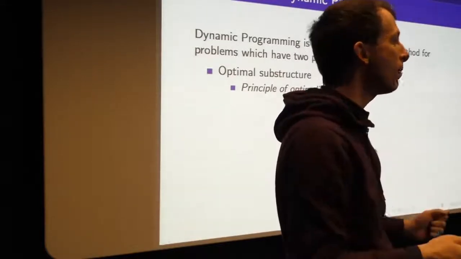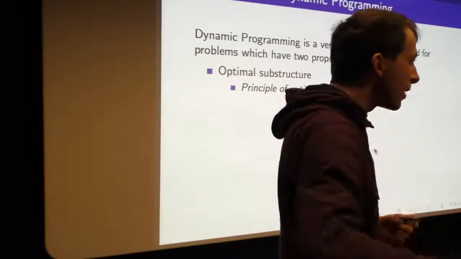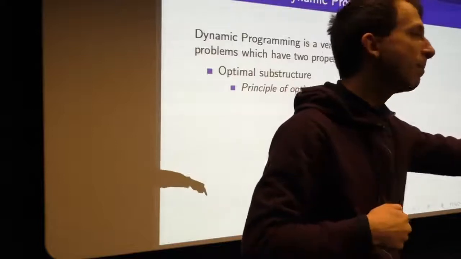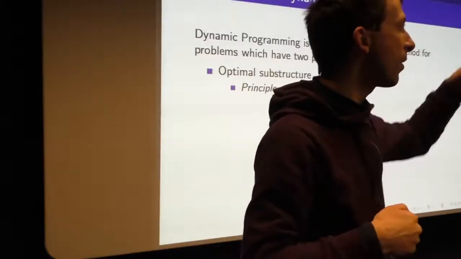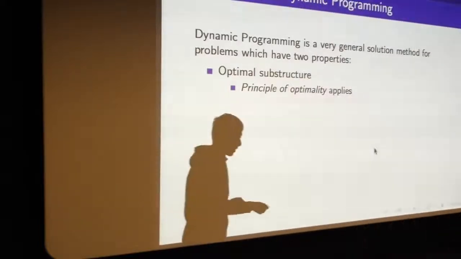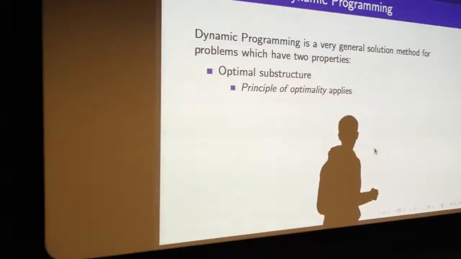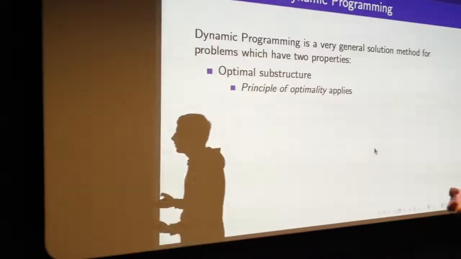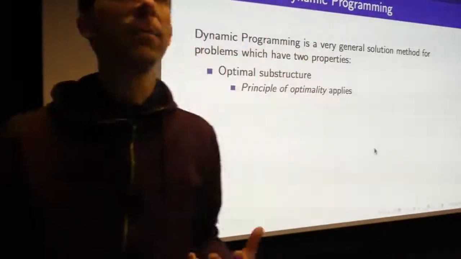So the canonical example is the shortest path. The shortest path from here to that wall, I can break it down into some midpoint, and I can say the shortest path to the wall is the shortest path to that midpoint combined with the shortest path from the midpoint to the wall. Okay, that's an example of optimal substructure with a principle of optimality.